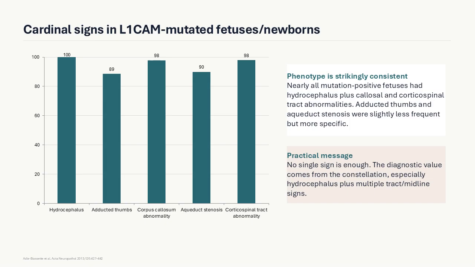The mutation-positive phenotype was strikingly consistent. Hydrocephalus was present in all cases, adducted thumbs in about 88%, pyramidal or corticospinal tract agenesis or hypoplasia in about 98%, aqueduct stenosis in about 90%, and corpus callosum agenesis or hypoplasia in about 68%. But the lesson is not that any single sign is diagnostic. Hydrocephalus is extremely sensitive, but the diagnosis becomes more convincing when multiple midline and motor pathway signs cluster together.